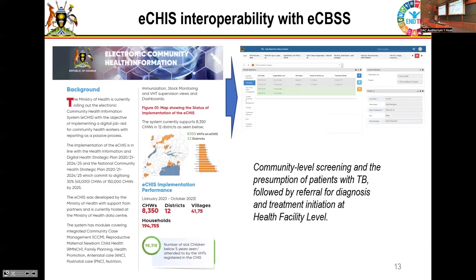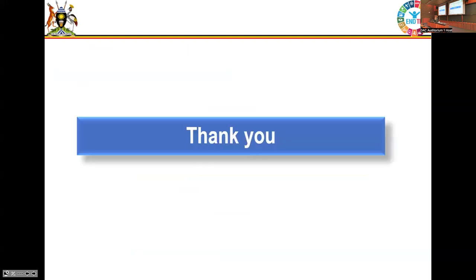And where I want to go, I'm really interested. I want to see the presentation from Kenya, the electronic community health information management system. We are doing a similar thing in Uganda, and we want to bridge the two. So I would be glad to see what our neighbors are doing so that we can exchange notes from here. I thank you very much.